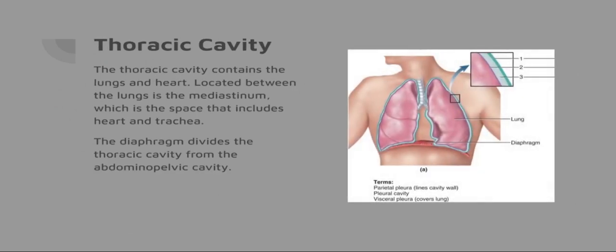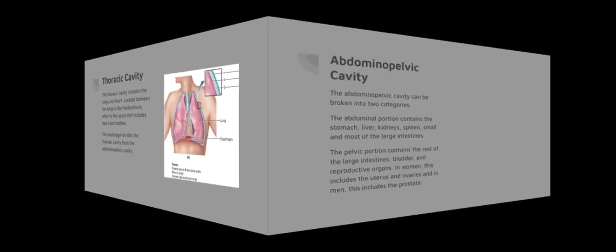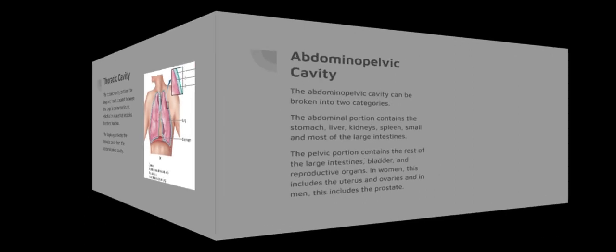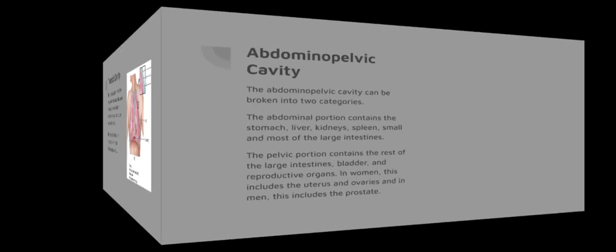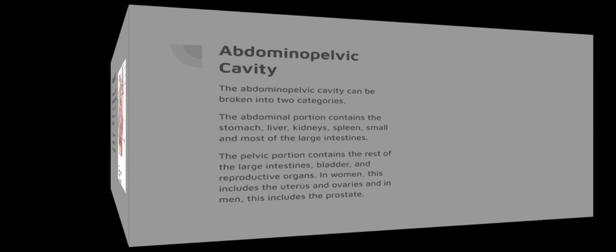The second cavity is the vertebral cavity. This only houses the spinal cord, as you can tell in the lateral view of the body.